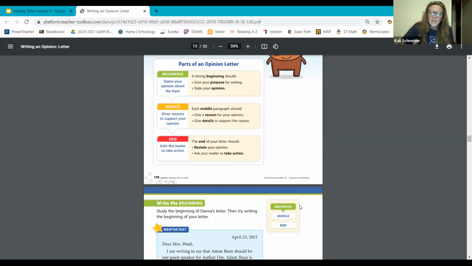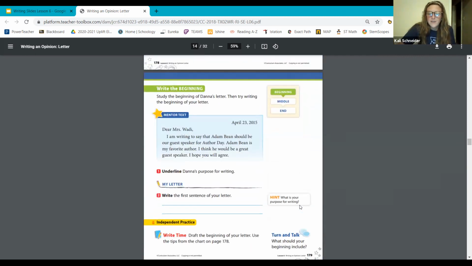So please go ahead and let's look at page 179 so we can begin our beginning. We're going to take a look, and we're going to use the beginning of a mentor text to help us draft our own beginning.